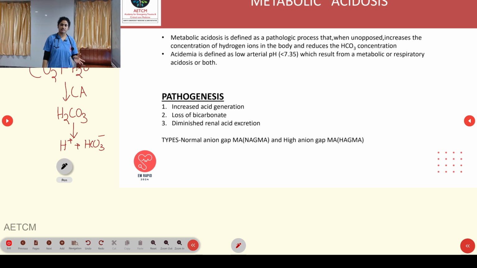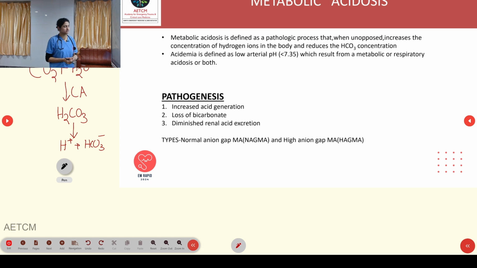So, what is metabolic acidosis? Metabolic acidosis is defined as the process in which the body contains excess acid, which may be due to increased acid production or a decreased bicarbonate concentration. It is defined as a low arterial pH, that is pH less than 7.35, which results either from a metabolic component or from a respiratory component or both.